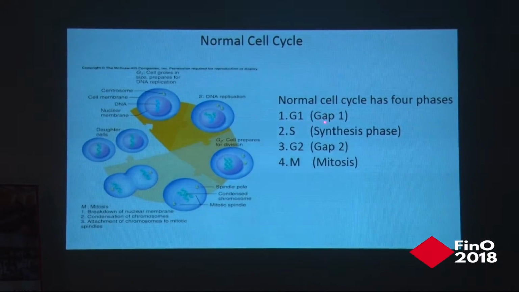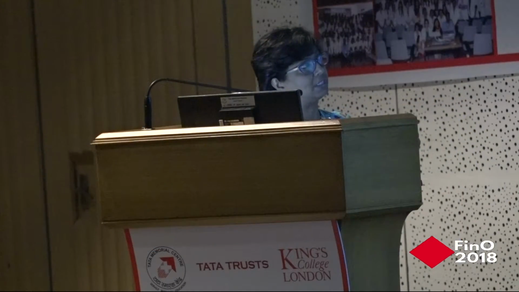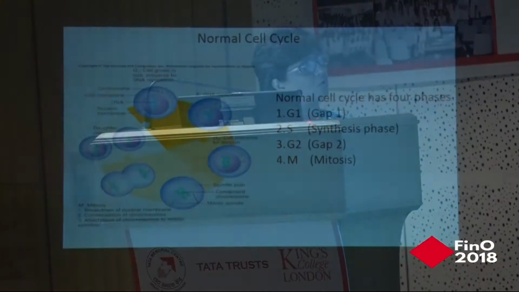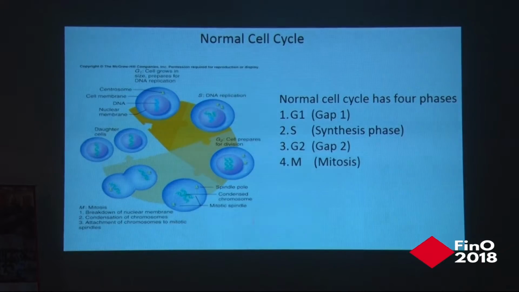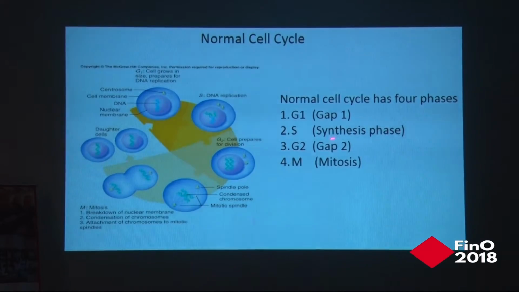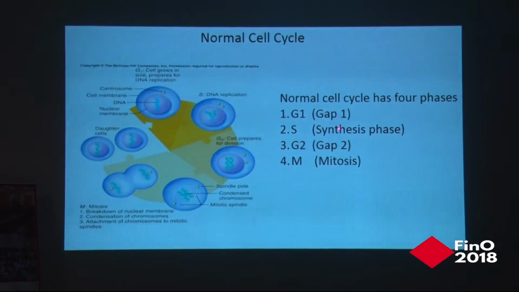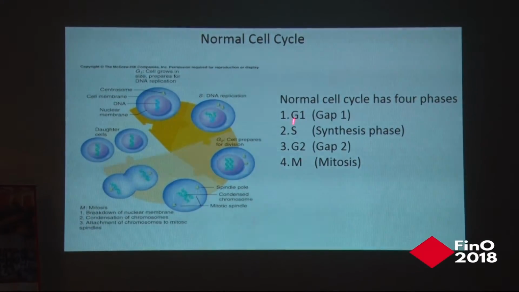So normally between these two main phases, that is the synthesis phase where the DNA duplicates and the mitosis, there are gap phases which are called gap 1 and gap 2. So when we read in the textbook, it usually says that the normal cell cycle has 4 phases, which is G1, S for synthesis phase, G2 phase, which is the gap 2 phase, and the mitosis phase. We'll talk about what happens in these different phases of the cell cycle.